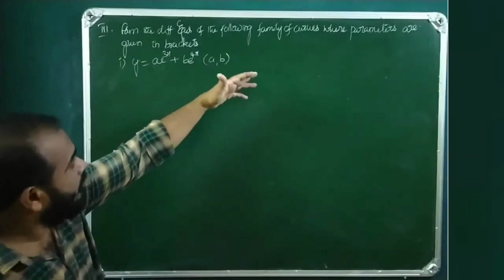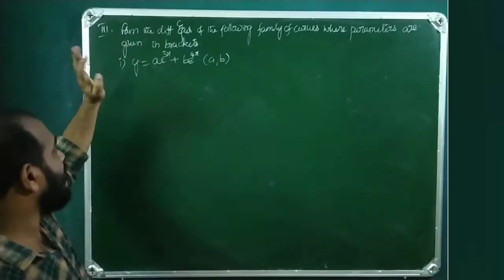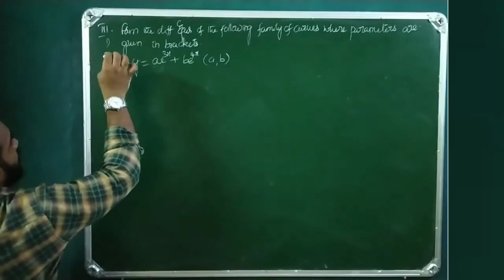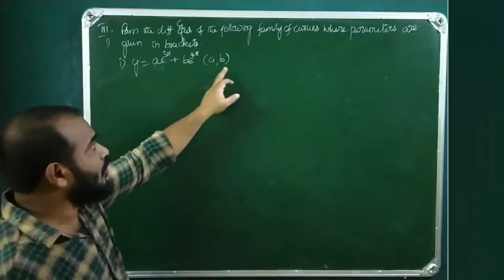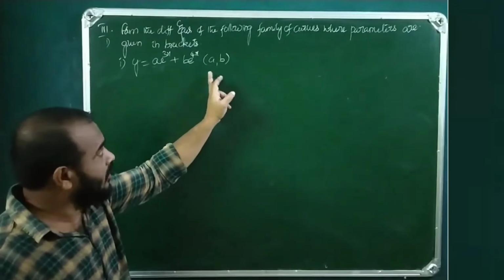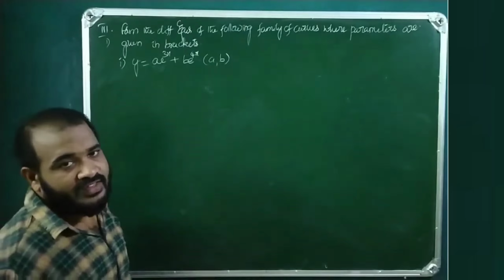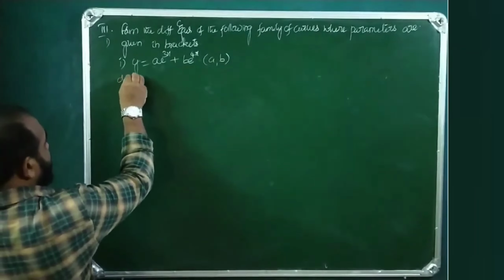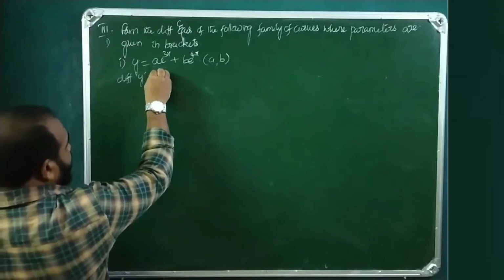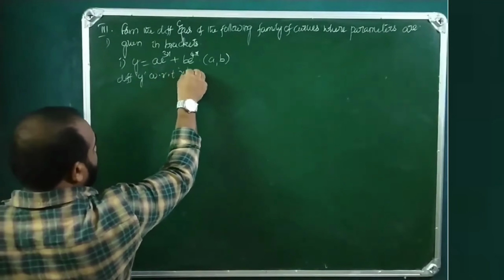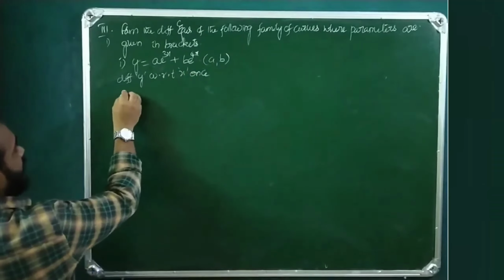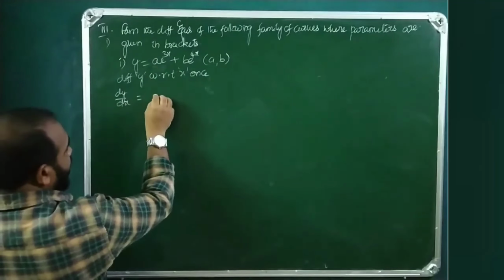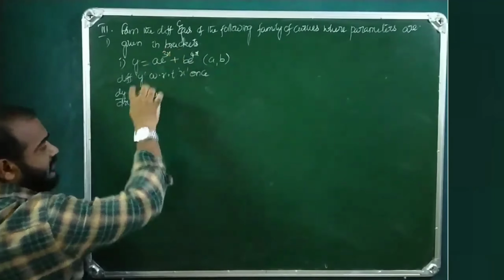Form the differential equation of the family of curves where parameters are given in brackets. The question is the same now. So this is the third, Roman first question, first bit. Here A and B are the parameters to be eliminated. Therefore there are two parameters, for which we need to differentiate twice. Differentiating y with respect to x once, dy by dx equals a into e power 3x.